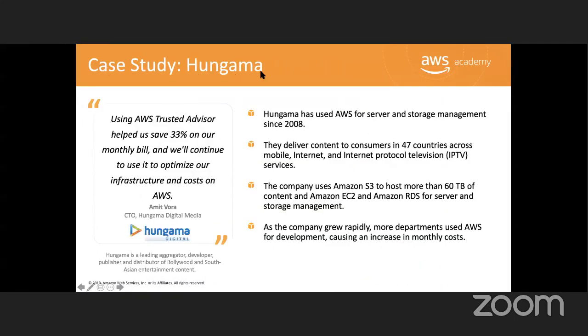So, case study, Hungama: using AWS Trusted Advisor helped us save 33% on our monthly bill, and we'll continue to use it to optimize our infrastructure and costs on AWS, right? Hungama has used AWS for server and storage management since 2008. AWS came into business in 2006, so they are one of the pioneers, because 2 years after AWS started, they were one of the first companies to come with AWS.